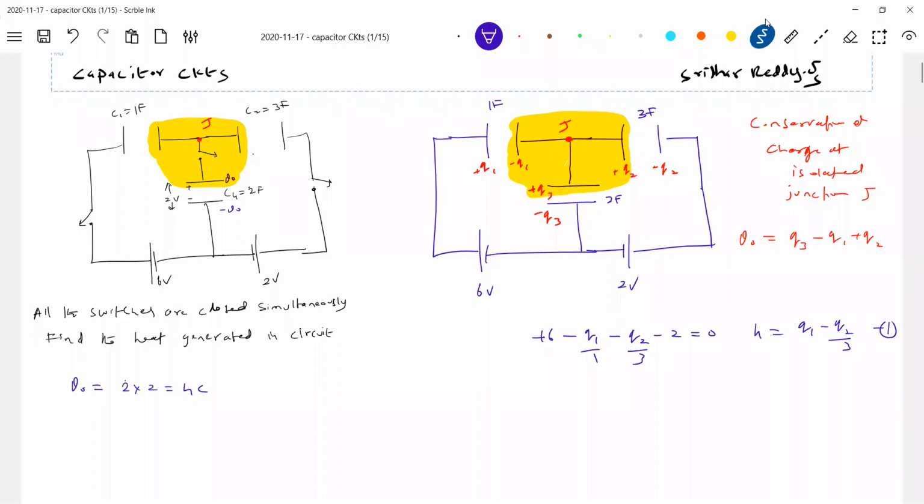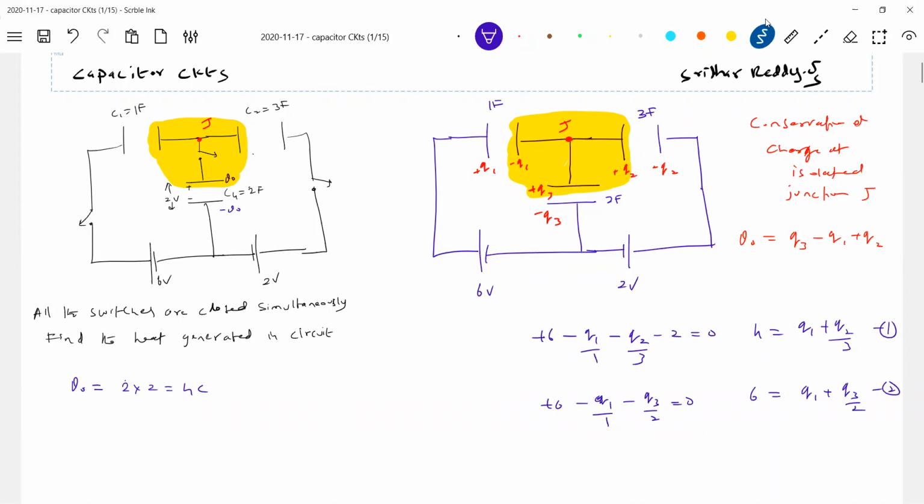Let me write one more equation. Plus 6 minus Q1 by 1 minus Q3 by 2 equal to 0. I'm tracing the loop like this. Okay, this will be 6 is equal to Q1. This is positive, no?